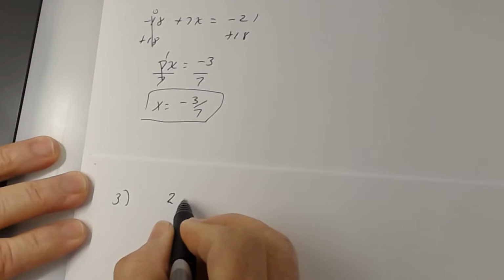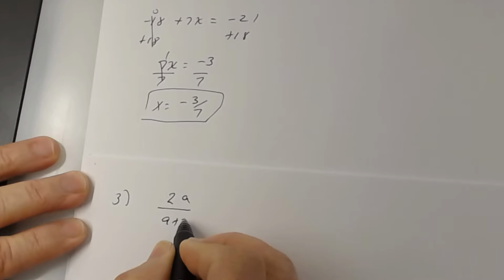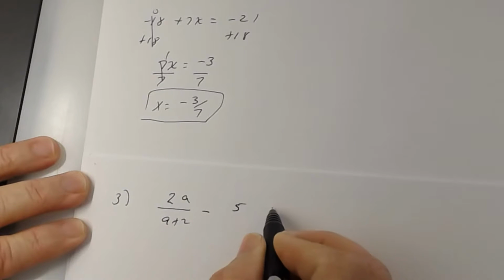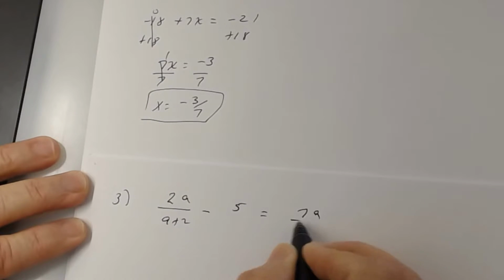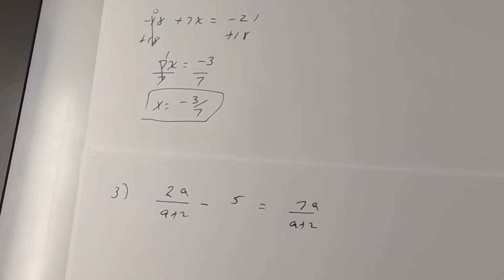All right, you have 2a divided by a plus 2 minus 5 equal 7a divided by a plus 2. Okay, write this down.